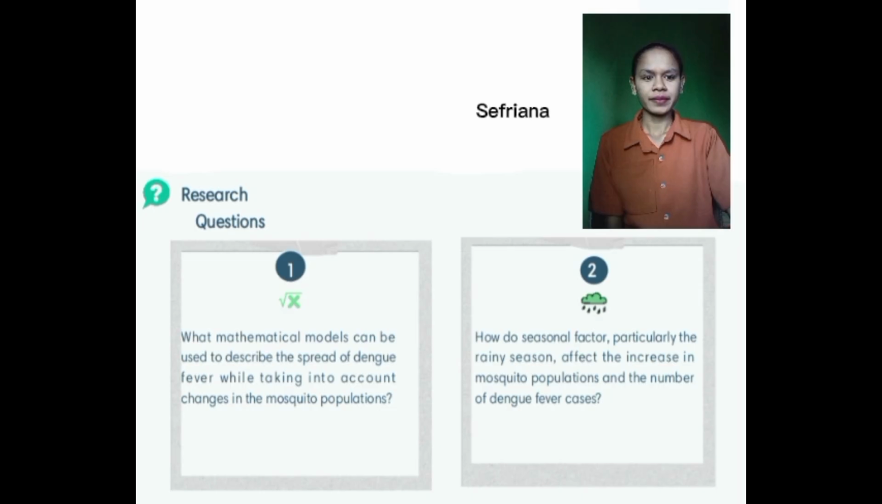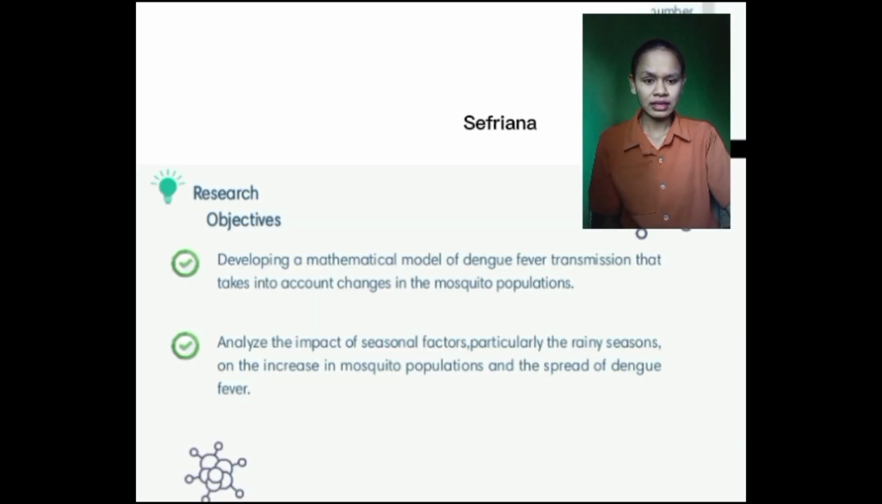Okay, next I will explain the research question. Based on this, there are two research questions. The first, what mathematical model can be used to describe the spread of dengue fever while taking into account change in the mosquito population? And the second, how do seasonal factors, particularly the rainy season, affect the increase in mosquito population and the number of dengue fever cases?